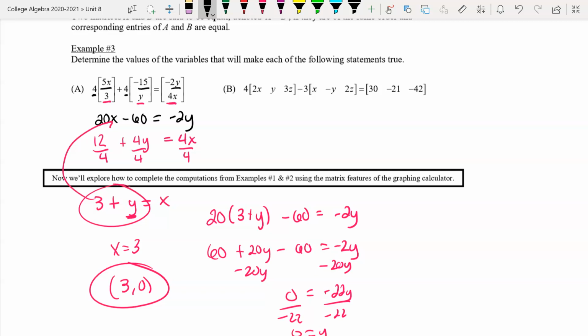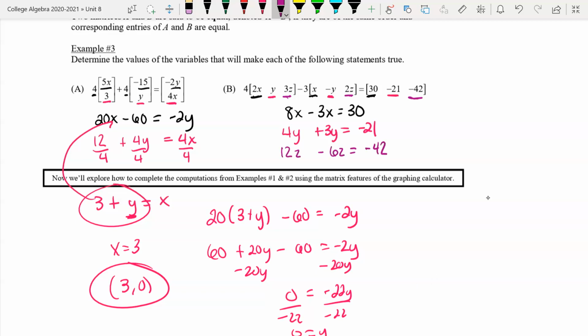Now B is pretty easy because you're just taking the first part, every single one, and you're going to write an equation from that. So I'm going to get 8x minus 3x equals 30. You still have the scalar on the outside. So then like the y's, it's always the second number. So it's going to be 4y plus 3y equals negative 21. And then lastly, you have your z's, which is 12z minus 6z equals negative 42.